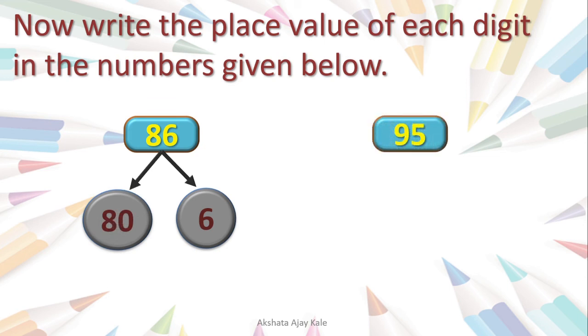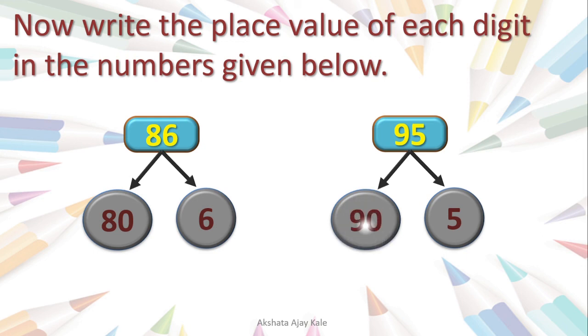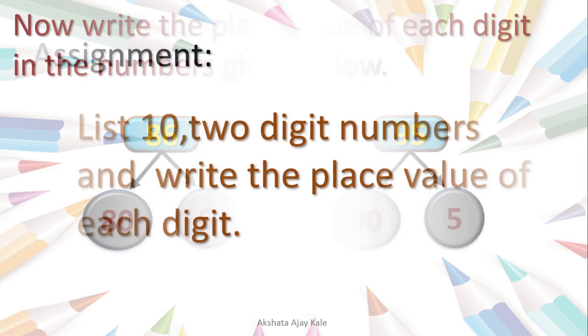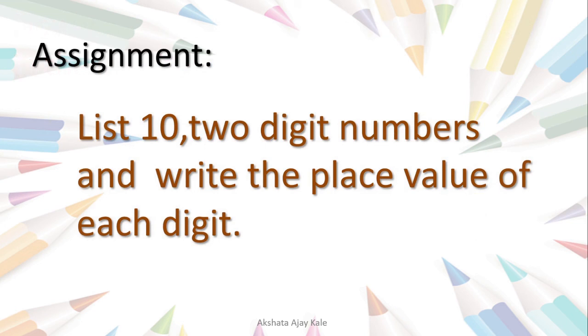Right? 95. 5 is in unit place. 9 is in tens place. The place value of 5 is 5. And the place value of 9 is 90. Right? Yes, dear children. I hope you understood all the things about the place values of 2 digits.